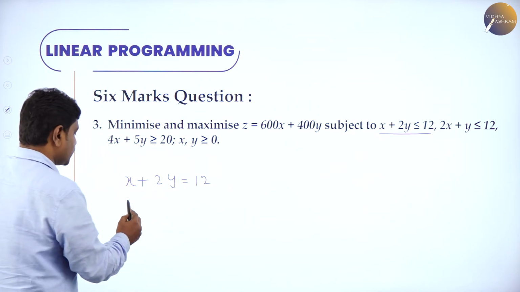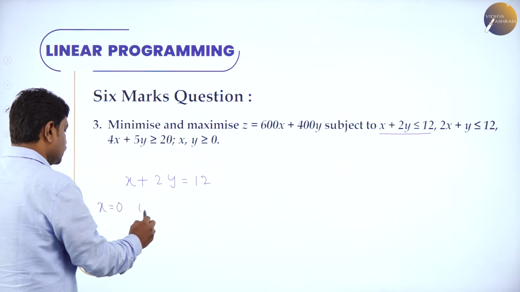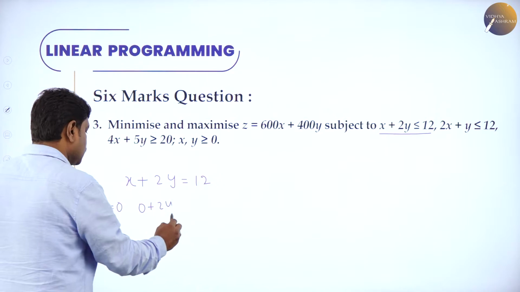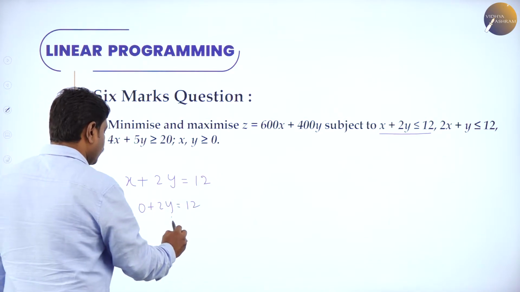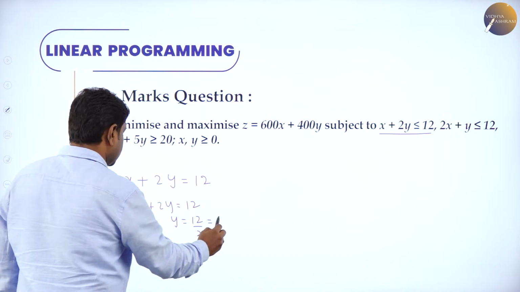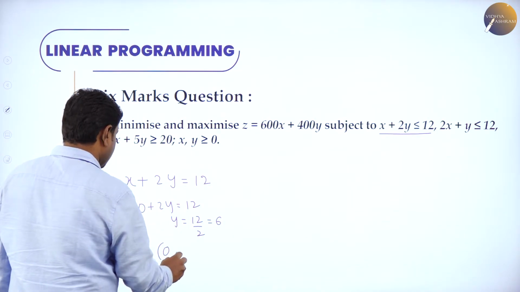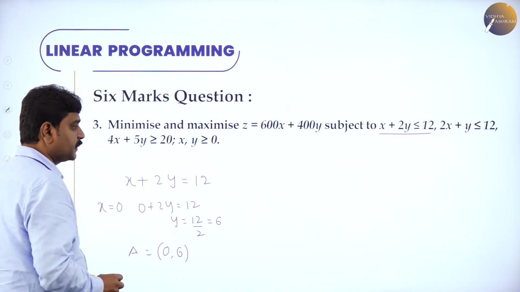Now choose x as 0. When you put x equal to 0, 0 plus 2y is equal to 12 and y becomes 12 by 2. 12 by 2 is what? 6. And you got A. What is A? 0 comma 6. You got one of the points.